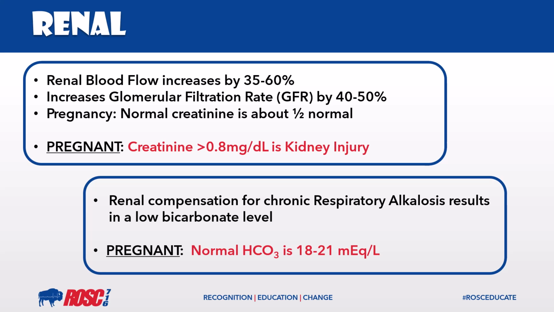So in the face of a chronic respiratory alkalosis, the kidneys are going to prevent the reabsorption of bicarbonate. Bicarbonate is going to be excreted, and then there's going to be a compensation for the respiratory alkalosis. With that said, in pregnant women, a normal bicarbonate level is between 18 to 21 milliequivalents per liter.